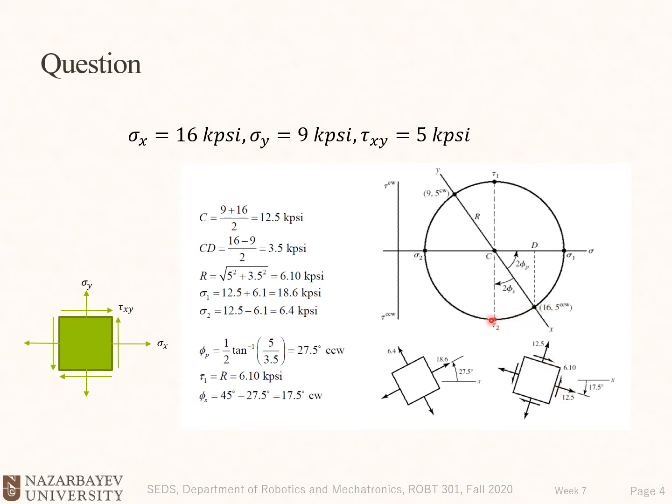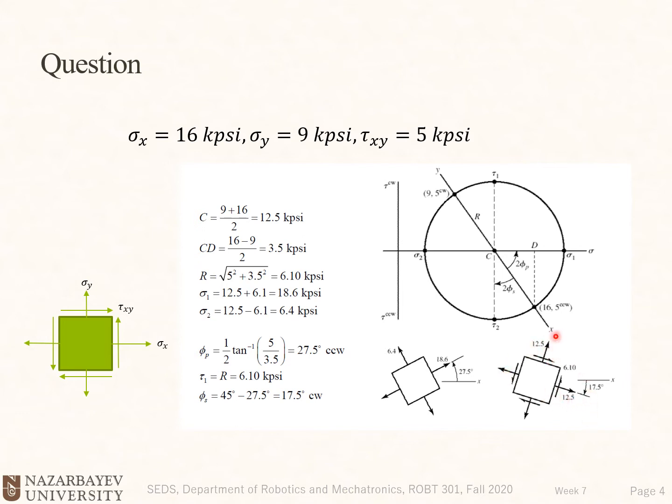The normal stress on the x side will be equal to C, and the shear stress will be equal to tau max or tau 2, which is also equal to tau 1, yes? Here you see that we have a normal stress equal to C, which is 12.5, and we have a shear stress which is negative based on the Mohr convention. It means that it tends to rotate the cube counterclockwise.